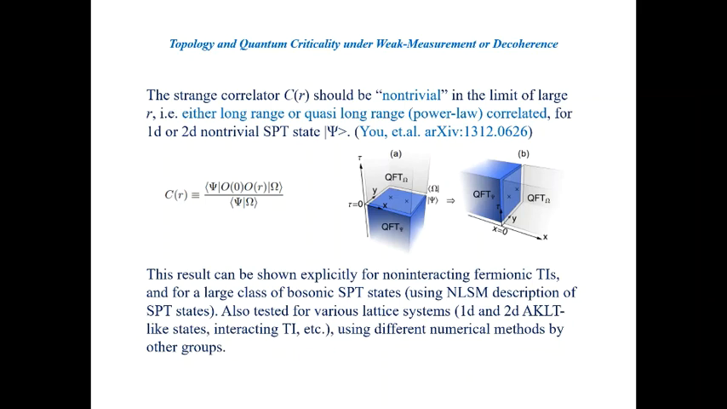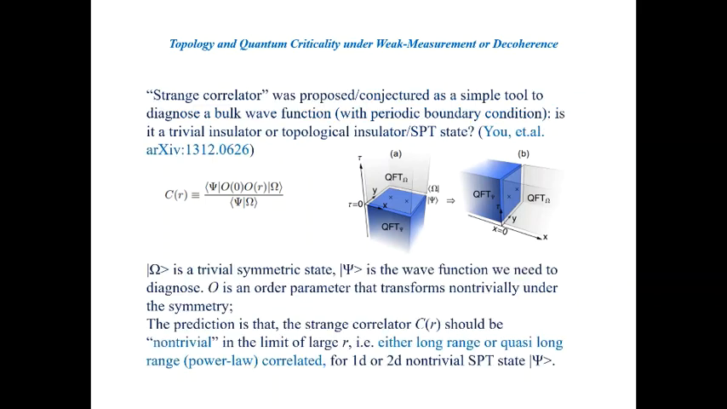And for a large class of bosonic SPT states, we can also write down the ground state wave function. What happens in 3D? In 3D, the only catch is that the boundary could be topological order. So in 3D, for an interacting SPT system, the 2D boundary can be topological order. Then even this quantity can be short ranged, but we need something much more convoluted to detect the case when the boundary is topological order.